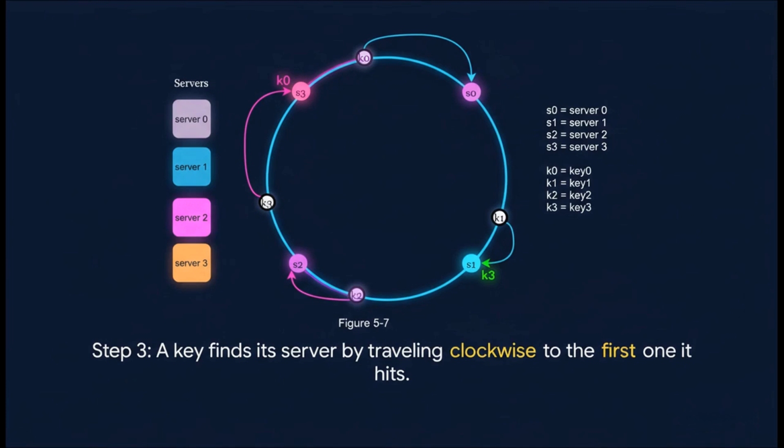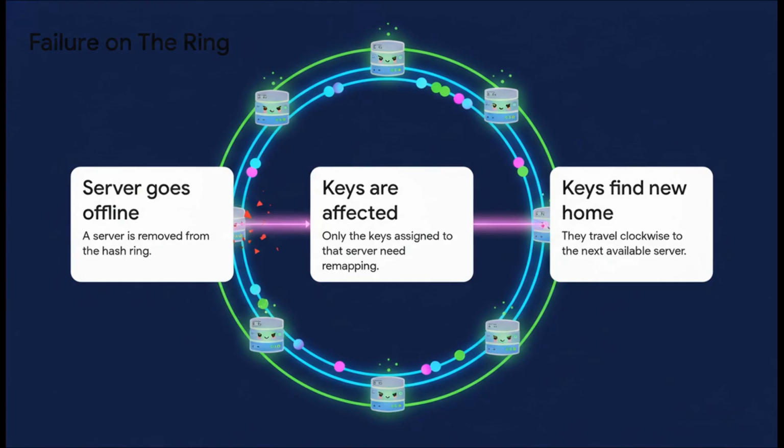So how does a key find its home? This is the crucial part, and it's so simple. The key just travels clockwise around the ring until it hits the very first server it finds. That's it. That server is its home. No more modulo math, just a simple directional rule. Go clockwise. So now let's replay our disaster scenario on the ring.